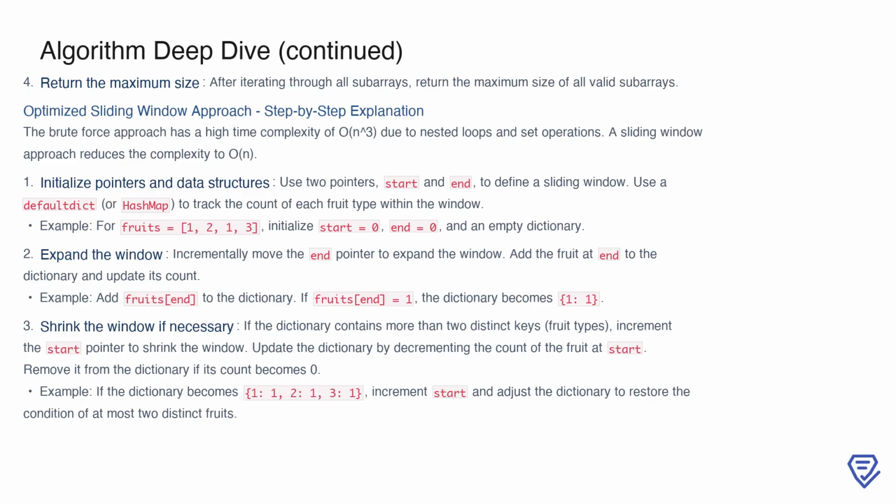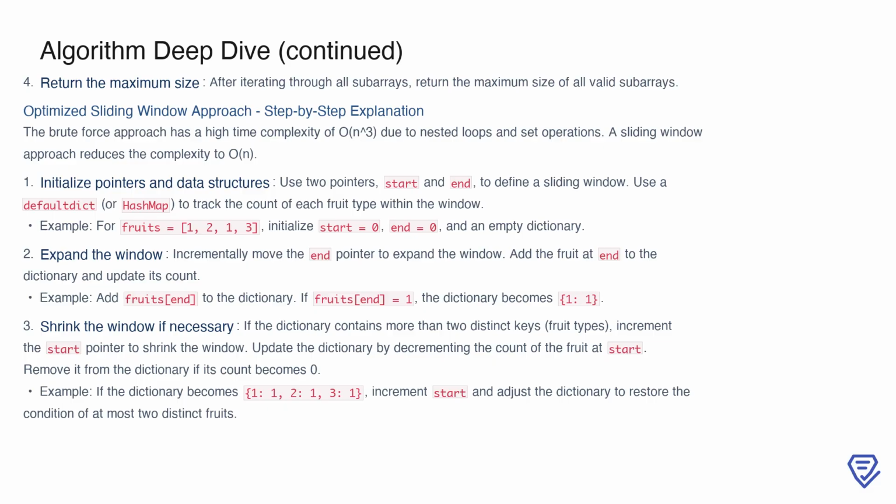However, the brute force approach has a significant drawback. Its time complexity is O(n^3), due to the nested loops and the repeated computation of distinct elements using a set. To optimize this, we use the sliding window approach, which reduces the time complexity to O(n).